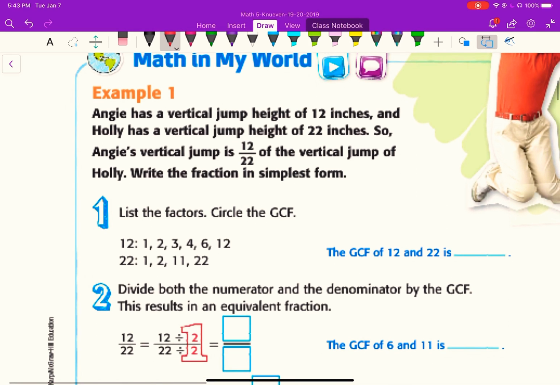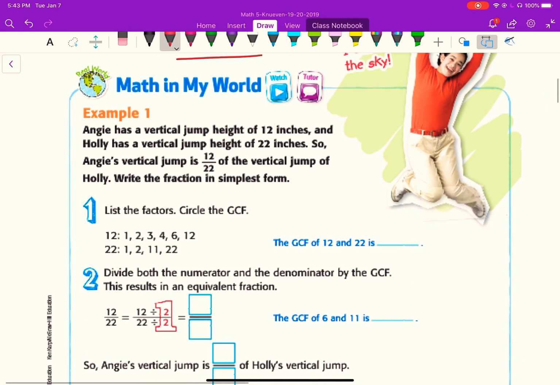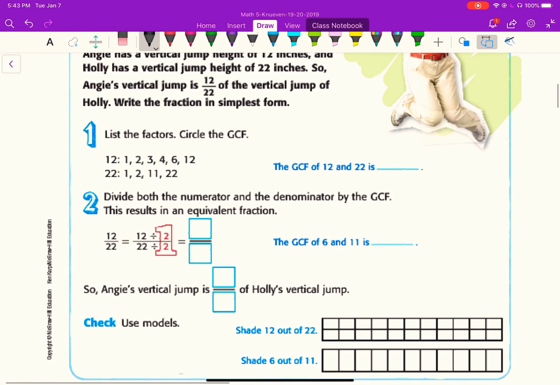So, our first example, Angie has a vertical jump height of 12 inches, and Holly has a vertical jump of 22 inches. So, Angie's vertical jump is 12/22 of the vertical jump of Holly. So, we're going to write the fraction in simplest form. Now, our first step is to list out our factors, and they've done this for us with a beautiful rainbow factor tree, or rainbow. Let's get rid of our shape drawing.